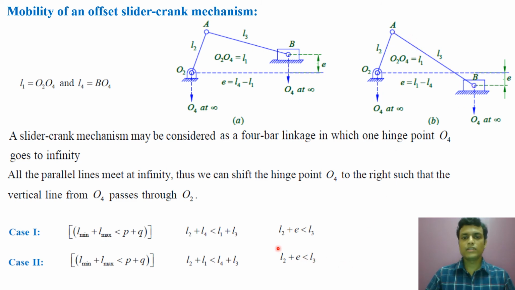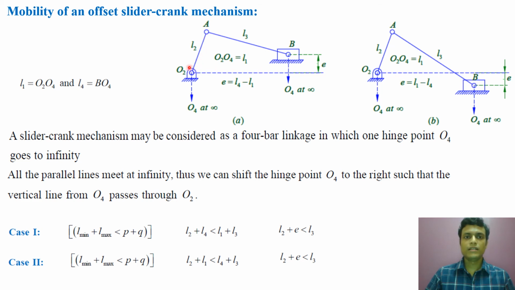So if this condition is satisfied, then we will get a slider crank mechanism, otherwise we will get a slider rocker mechanism. And for a simple slider crank mechanism, E is 0, so L2 should be less than L3, that is, the length of the crank should be less than the length of the connecting rod. Now say for a simple slider crank mechanism L2 is greater than L3. I am describing that at that condition the crank cannot rotate fully. So E is 0, so this is a simple slider crank mechanism.